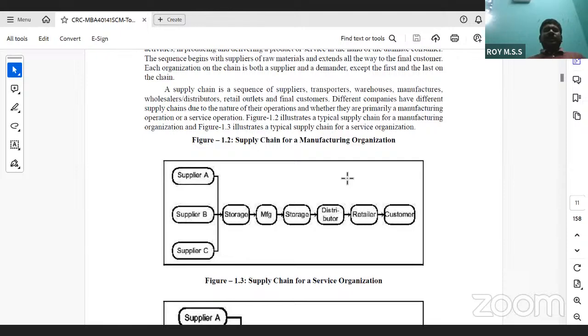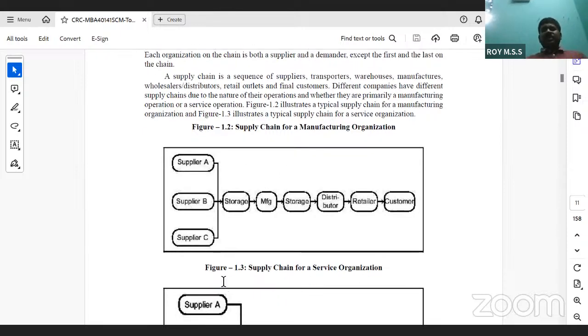Now, for a manufacturing unit, how will the supply chain be? See, there are three suppliers. It will go to the storage, manufacturing, again storage. It will go to the distribution center, retailer, and the customer. This is the link. Actually, we talk about the manufacturer or storage or inventory. From the inventory, it will go to the distributor, to the retailer, to the customer. Until we see the product in the inventory or the storage, it has to be manufactured. Before it is manufactured, sometimes it has to be stored, and from where will it be stored? From the supply chain.